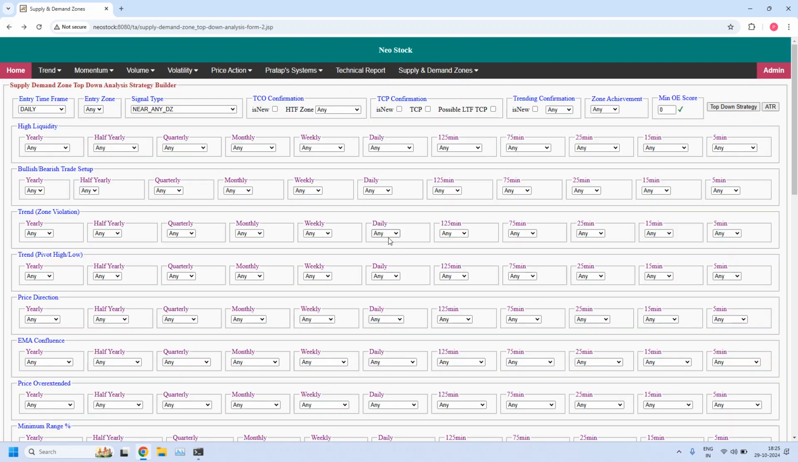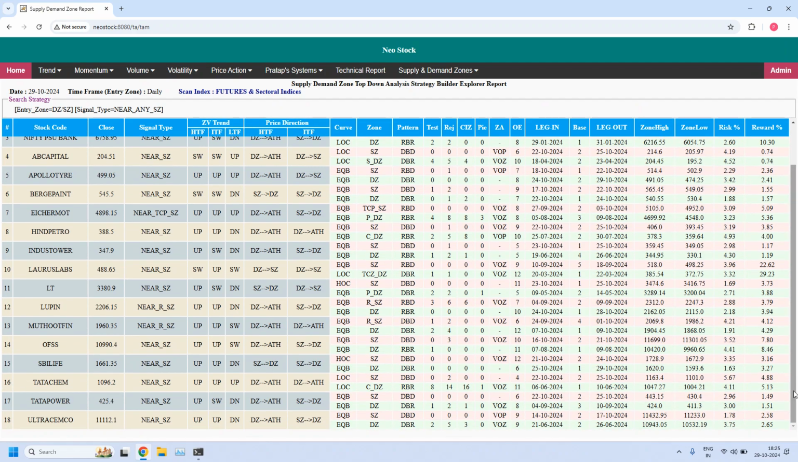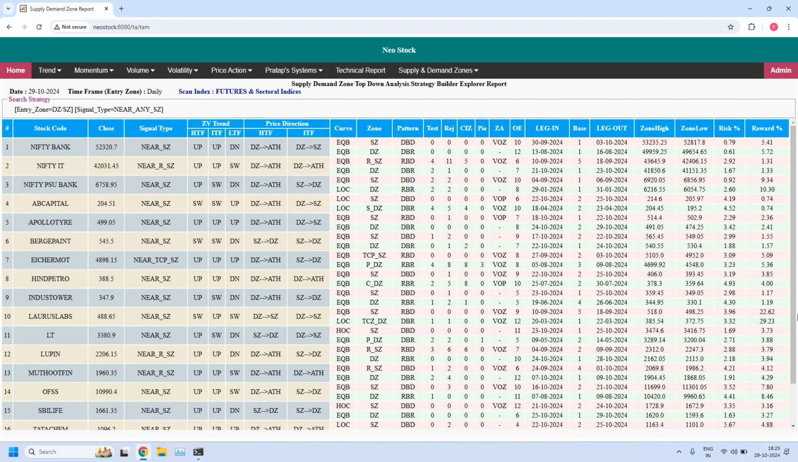Okay, next for daily time frame, let us find the stocks near daily supply zone. 18 stocks are filtered. Let's identify any high liquidity supply zones from this list. NIFTY IT, but it is not an indices, not listed in F&O.